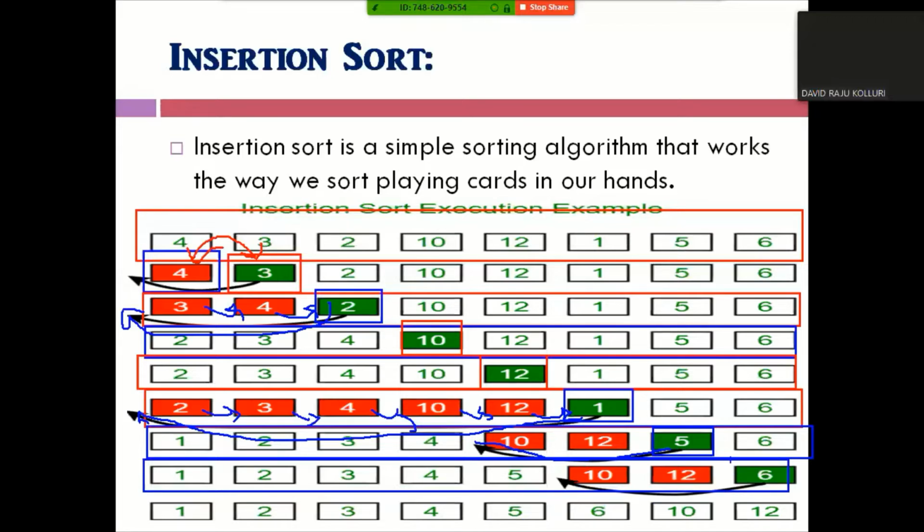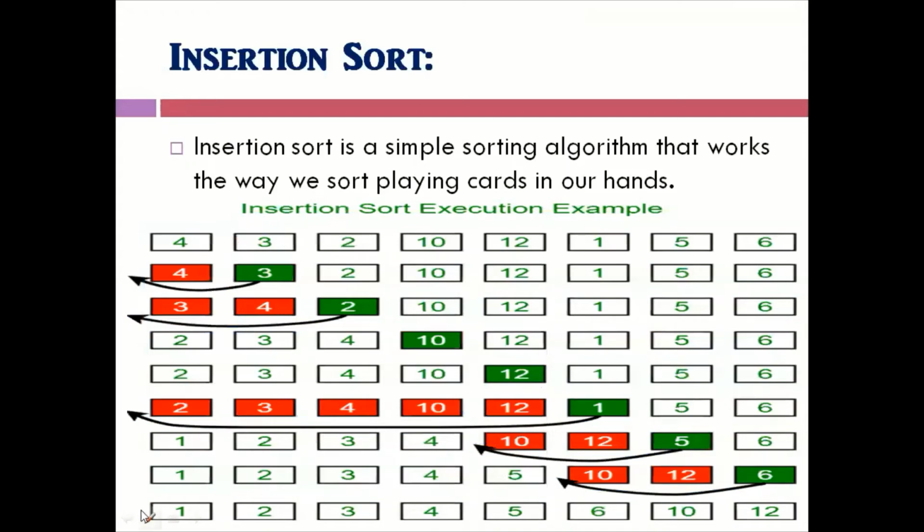Then we need to pick element 6 and identify its position. It is greater than 1, 2, 3, 4, 5, so after 5, before 10. After moving that 6 in between 5 and 10, the resultant elements are 1, 2, 3, 4, 5, 6, 10, and 12. This is about sorted order elements. This procedure is similar to playing a cards game.